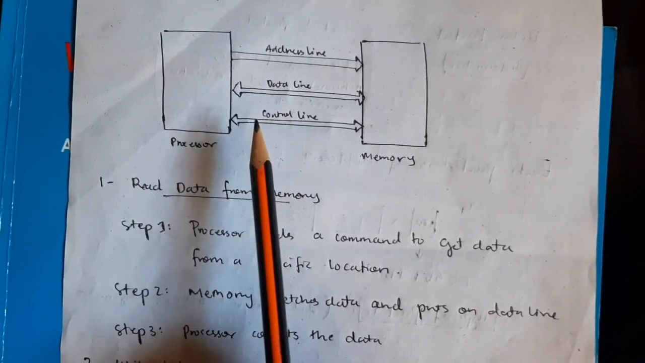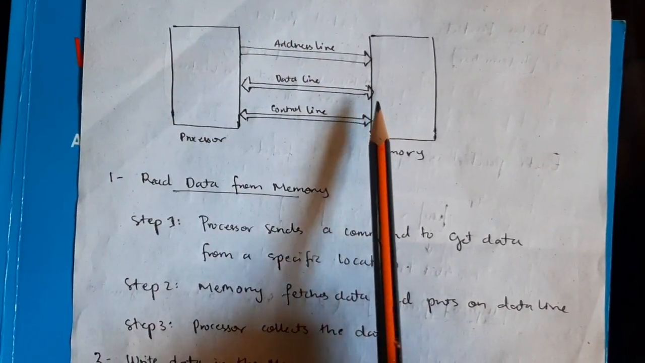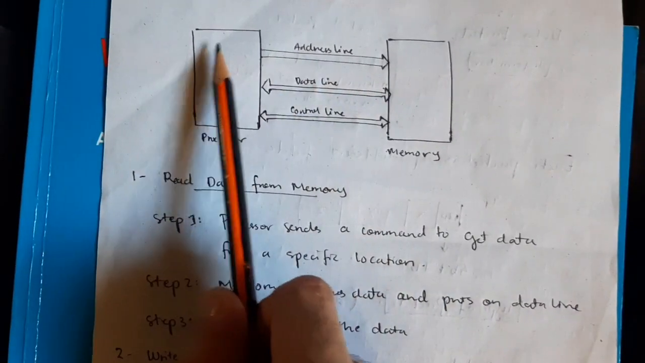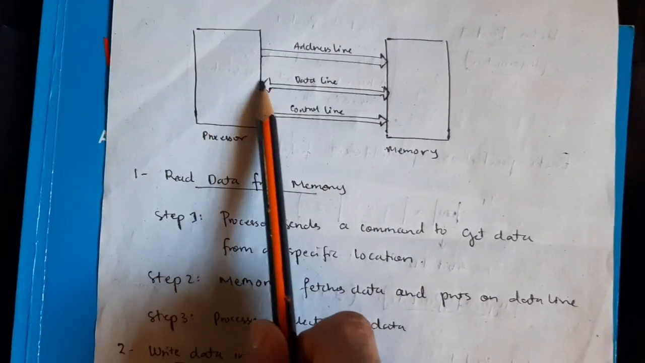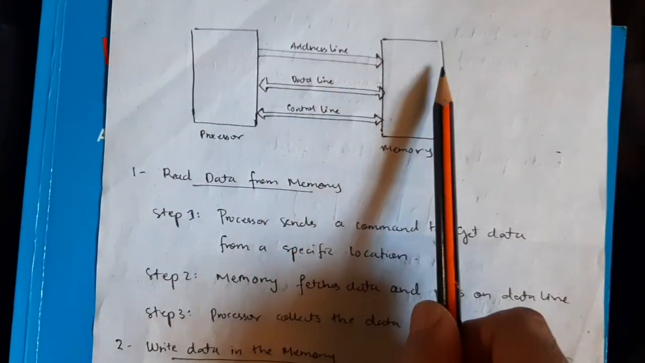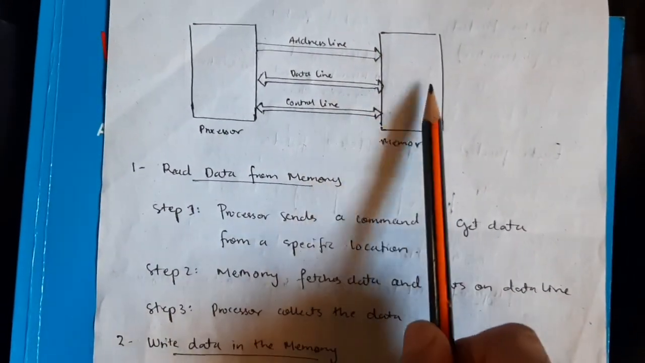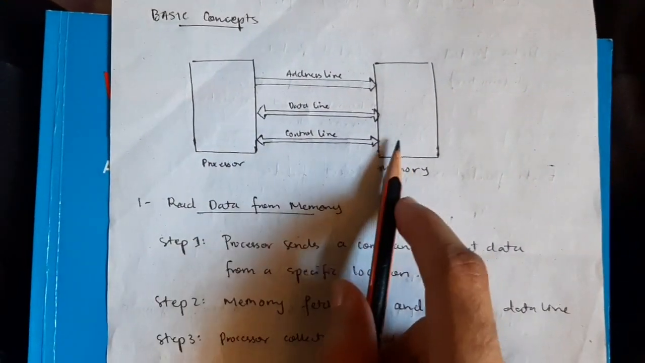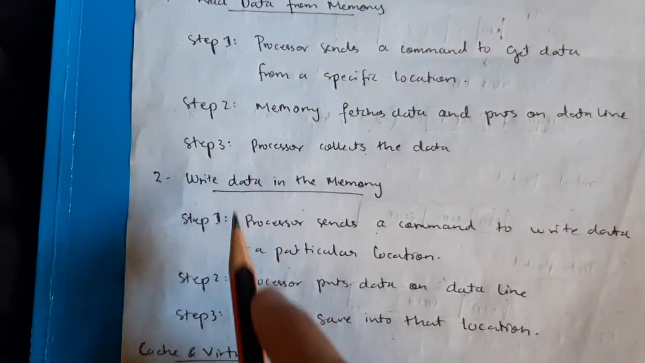Now if the processor has to write some data in the memory, it will send a command that it has to write the data, and it will send the address where it has to write, and what data it has to write will be sent in the data line, and the memory will take all of these inputs and write that data in the particular address where it has to be written. Those are the two functions of processor and the memory: read data and write data.